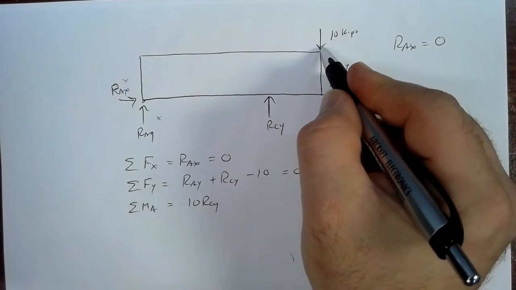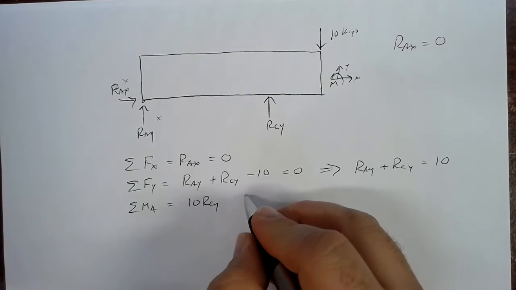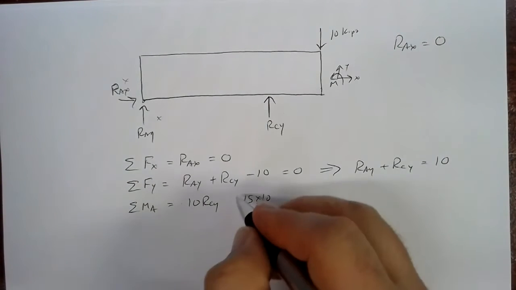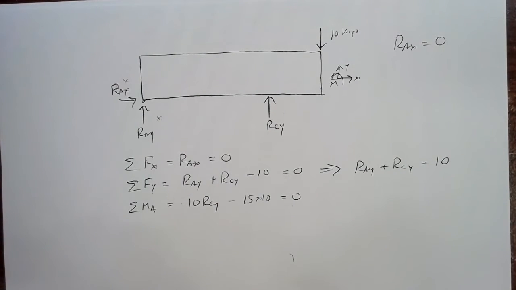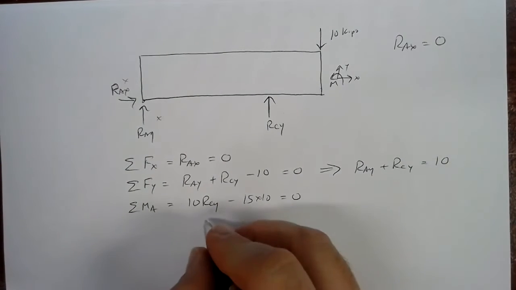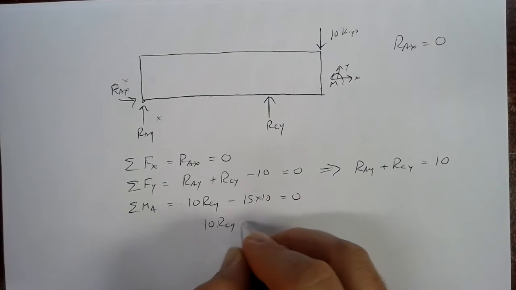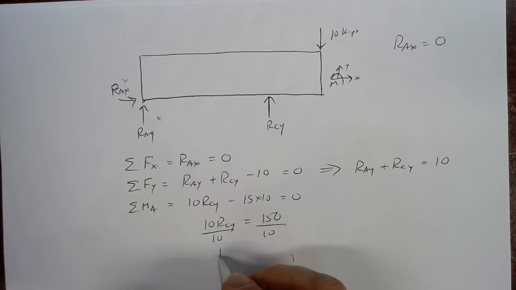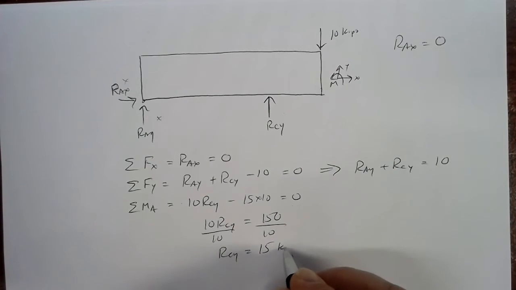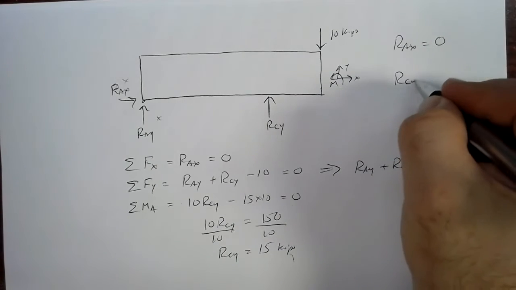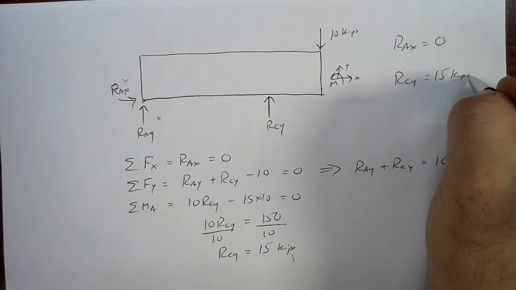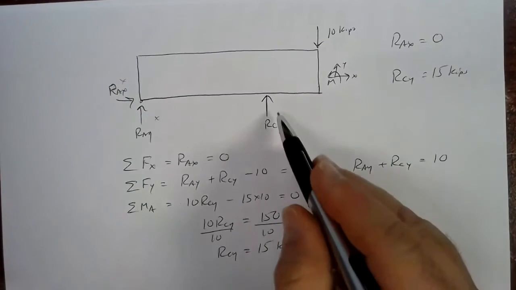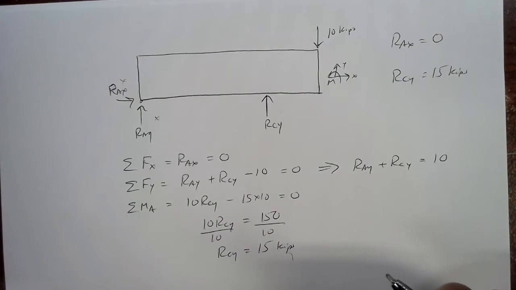And then 15 feet away, we have that 10 kips force, so we have 15 times 10. That will cause a clockwise rotation. Clockwise rotations are negative. So solving our moment equation, we've got 10 RCY equals 150. Divide both sides by 10, and RCY is 15 kips. So it's 15 kips of force, came out positive, so it's pushing up based on our drawing. We've assumed the correct direction.